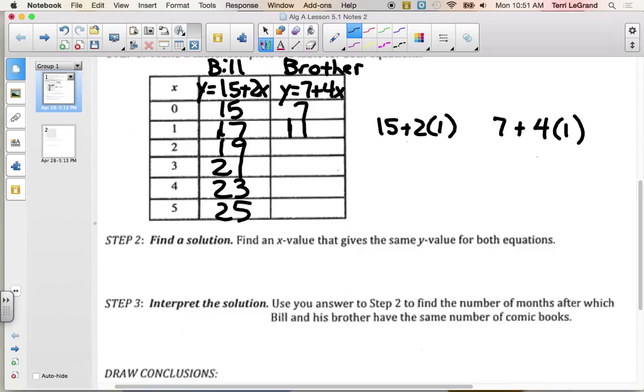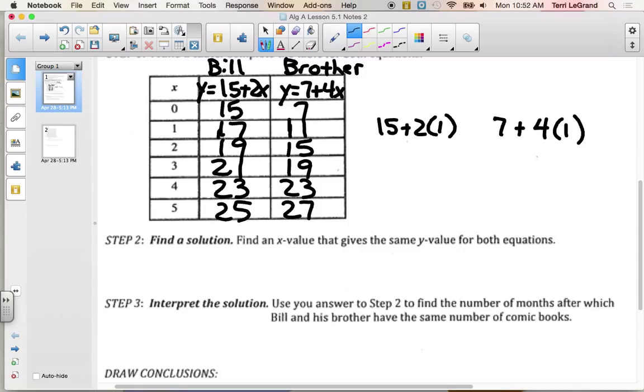Okay. What's really happening in the brother's column then? You're adding 4, because he keeps adding 4 to his collection every month, and the months are going up by 1, so you would say, oh, okay, I should just be able to keep adding 4, and I will have the brother's total number of books in his collection. So does your table agree with my table? Are you on the same page here?